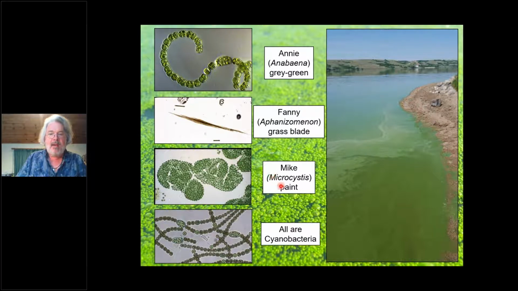And then Mike is Microcystis, and Mike's not a good guy. Mike has a lot of cellular toxins in him and creates the problems. And so it often looks like poured-on paint on the lakes that gets up on the sand. The toxins that it produces are not terrific for livestock or animals.